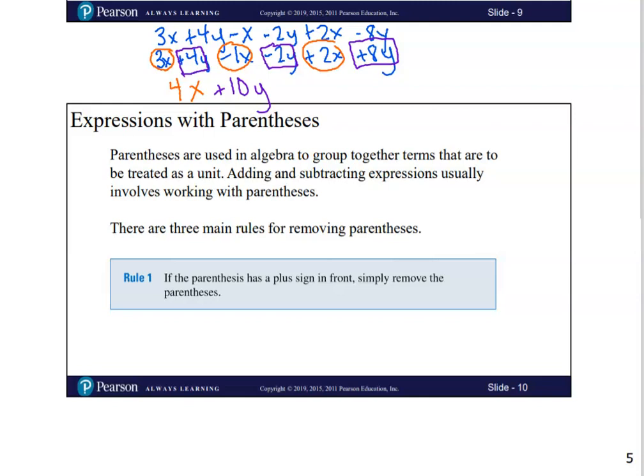Parentheses are used in algebra to group together terms that are to be treated as a unit. Adding and subtracting expressions usually involves working with parentheses. There are 3 main rules for removing parentheses. If a parentheses has a plus sign in front of it, simply remove the parentheses.